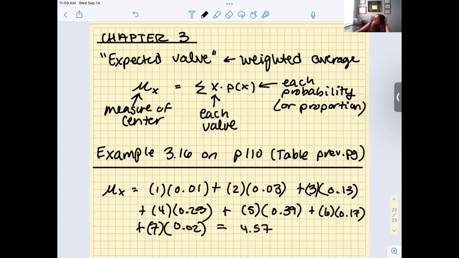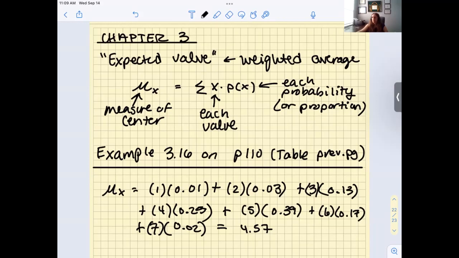Now here's the thing. If you read the problem statement, if you go to the previous page, it says, consider a university having 15,000 students. Let X be the number of courses for which a randomly selected student is registered. And then here's the table. And so they're saying basically being registered in 1 course, it's 1% chance, 2 courses, 3% chance, 3 courses, 13% chance, 4 courses, 25% chance, 5 courses, 39% chance, etc. So, you can see they want you to find the expected value of how many courses a student would take.